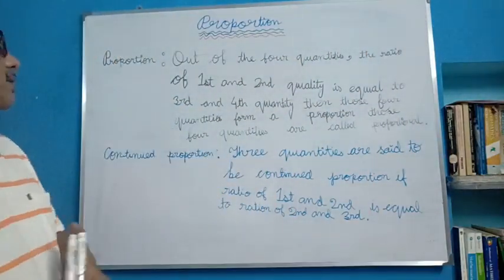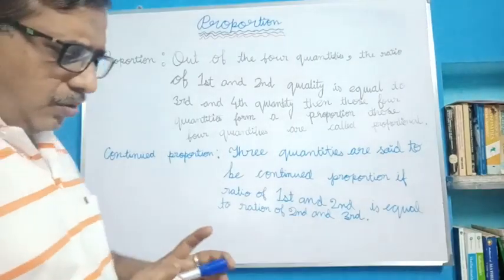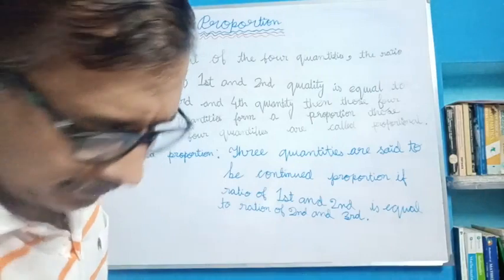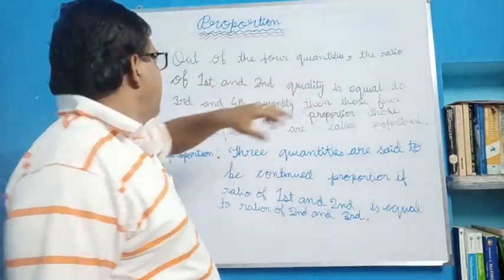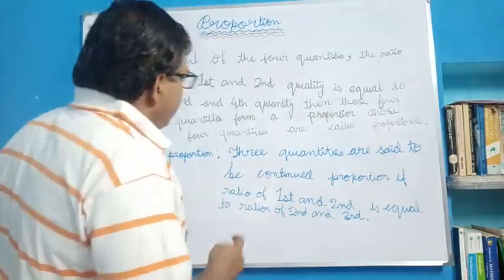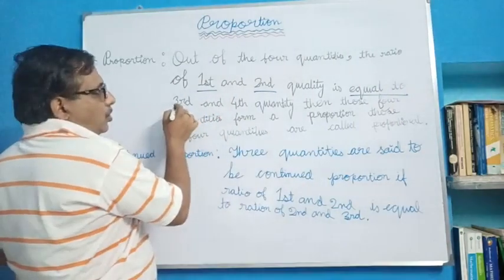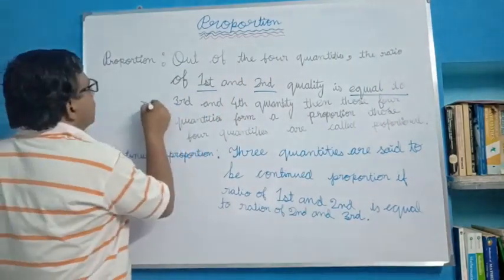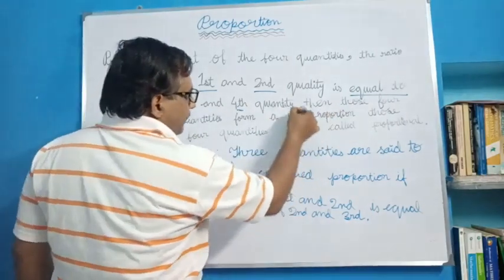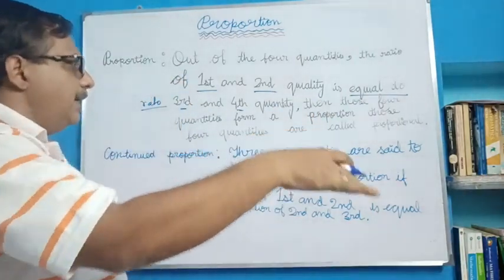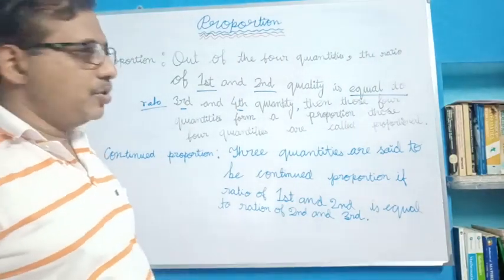So, what is proportion? It is written on the board, and it is also known to all of you. Out of four quantities, if the ratio of the first and second quantities is equal to the ratio of the third and fourth quantities, then we conclude these four quantities are in proportion.